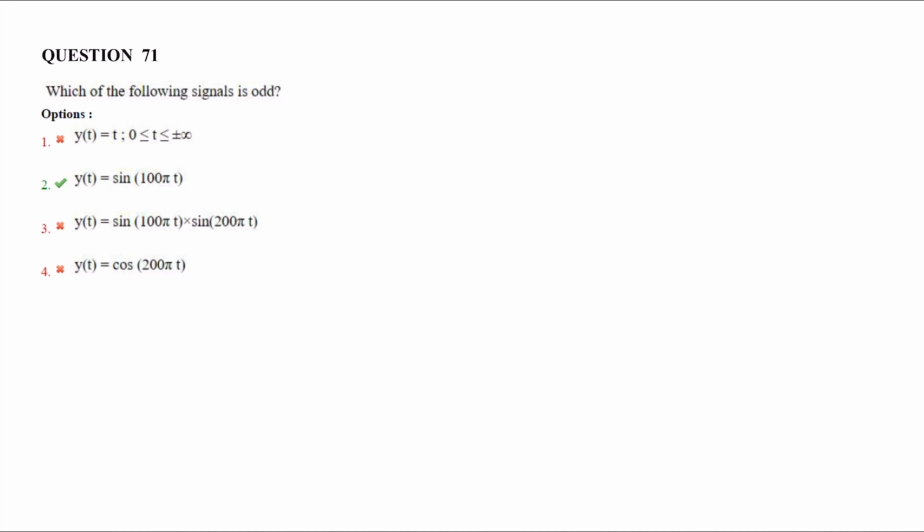Next question, question number 71. Which of the following signal is odd signal? So sine signal is odd signal. Odd signal multiplied with odd signal is even signal, and cos signal is even signal.